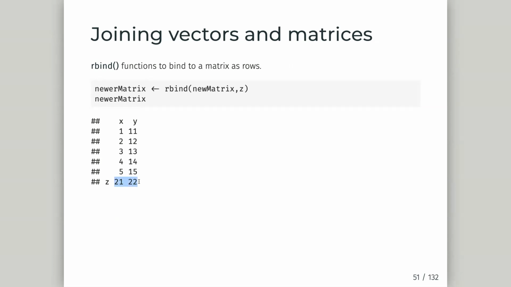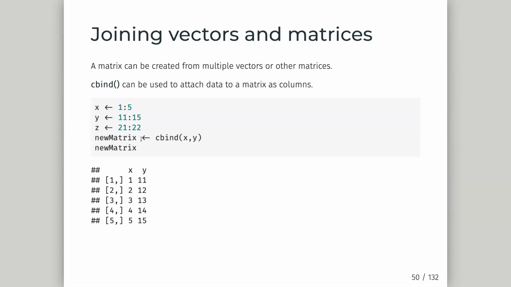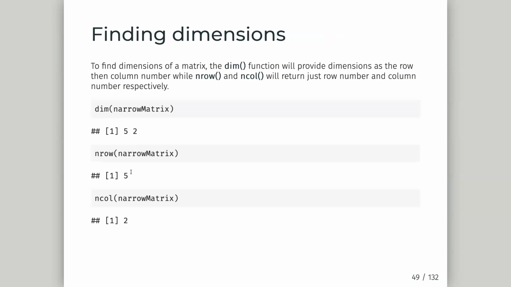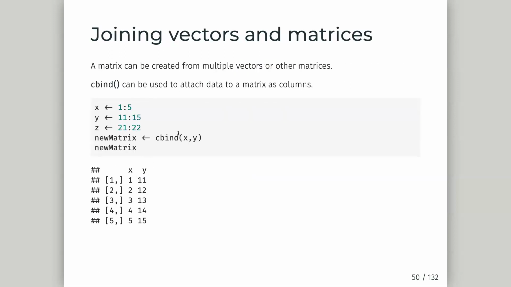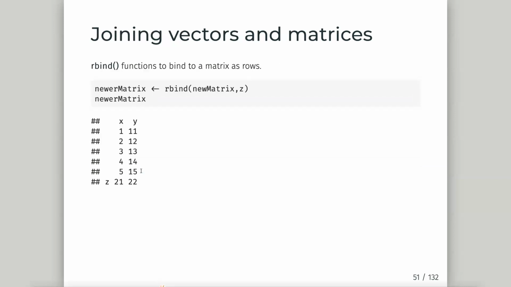So notice R also did something kind of clever for us. In comparison to these matrices I created here, where we have no name for a column, when I did it using cbind, it automatically assigned the name of the vector to the name of the column. So this column was x because it came from x. This column was y. And then when I rbind the z in, I don't have names for the other ones, but I got z because that was what I was rbinding. Just a neat little functionality in there.